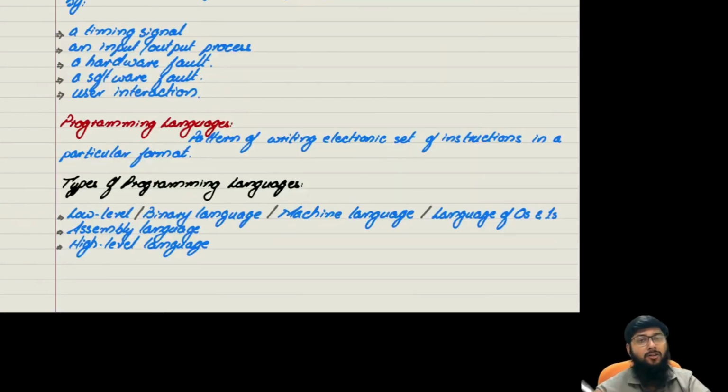Welcome to the second session of software. Today we will be learning about programming languages. Now, what are programming languages?